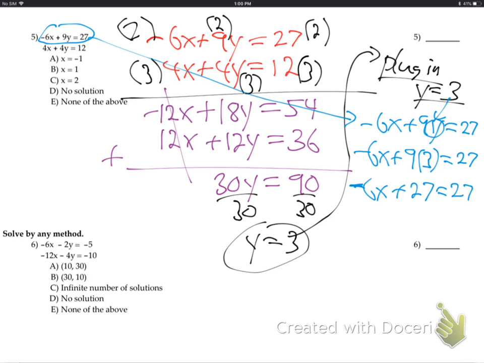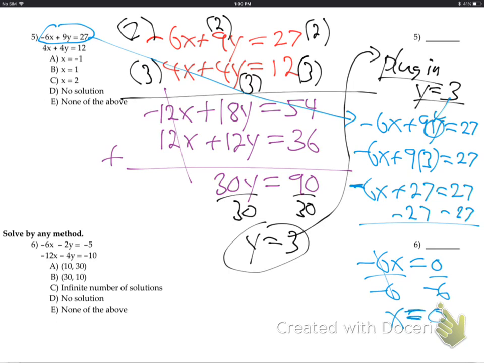Solve for x here. Subtract 27 from both sides. Minus 6x is 0. Divide by minus 6. X is 0. It's 0 on the top of fractions, the second time we've had that today, huh? So that's an actual answer. Right? 0 is not no solution. That is the answer. They just don't have it there, so it's none of the above.